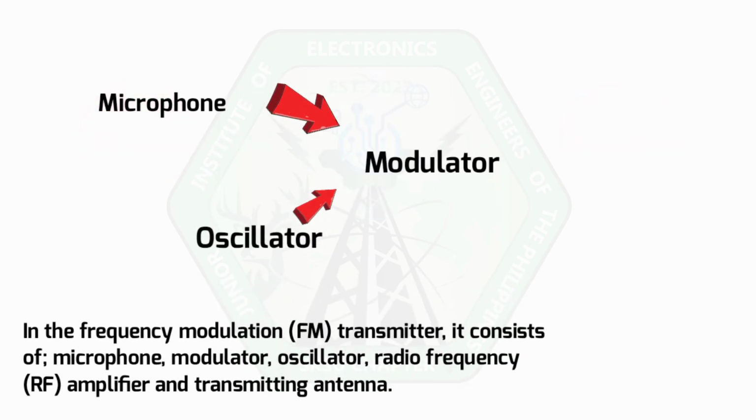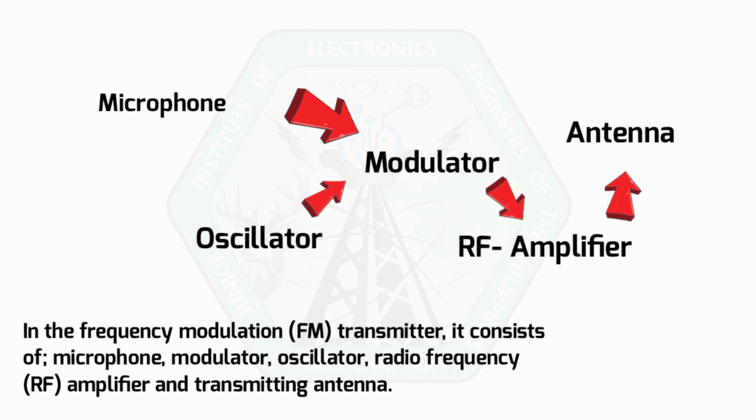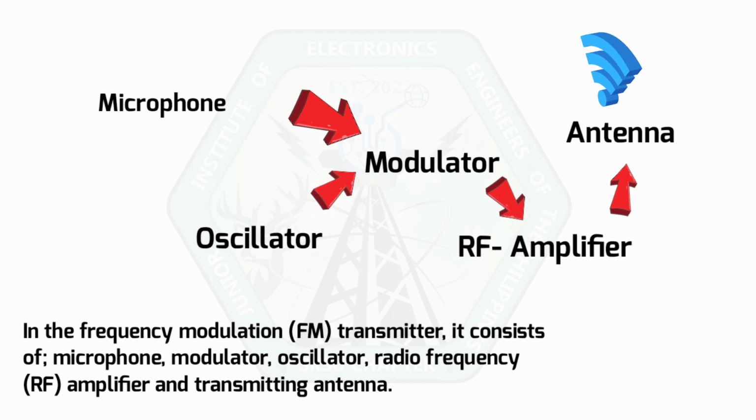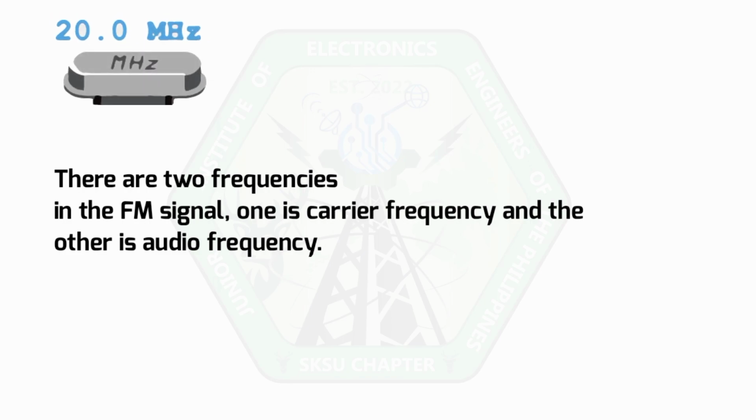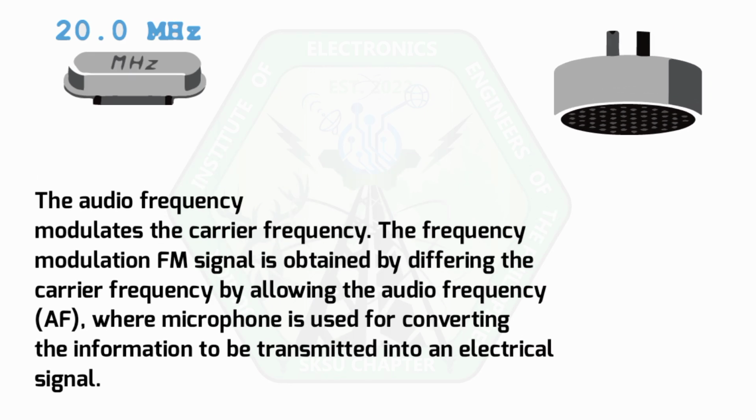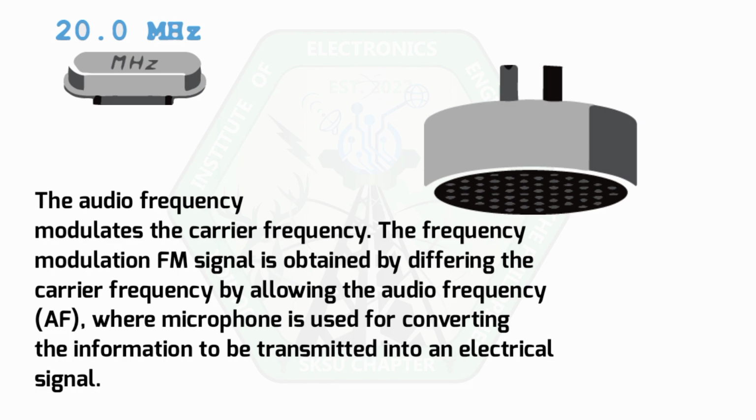In frequency modulation, an FM transmitter consists of a microphone, modulator, oscillator, radio frequency amplifier, and transmitting antenna. There are two frequencies in FM signals. One is the carrier frequency, and the other is the audio frequency. The audio frequency modulates the carrier frequency. The frequency modulation FM signal is obtained by varying the carrier frequency according to the audio frequency, where a microphone is used for converting the information to be transmitted into an electrical signal.